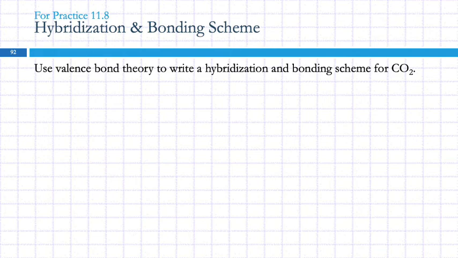Use valence bond theory to write a hybridization and bonding scheme for CO2. Well, again, we have to start with Lewis structure. Ta-da, Lewis structure. How many groups on the carbon? 2. So what's the hybridization scheme? sp.